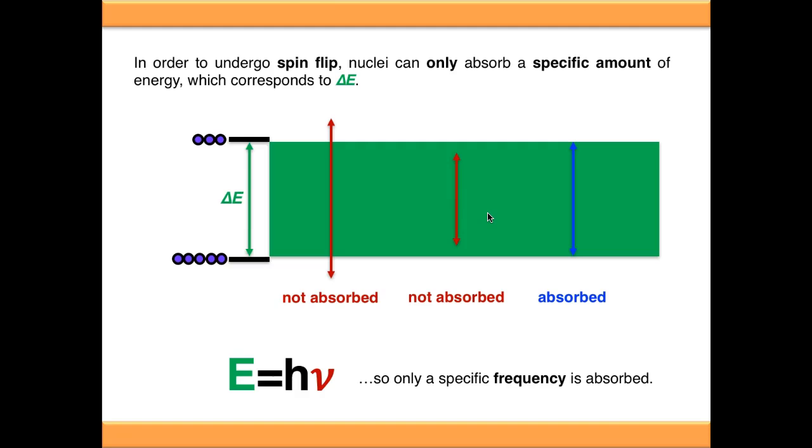So I mentioned previously that in order to undergo spin flip, nuclei can only absorb a specific amount of energy, which corresponds to delta E. So if the energy of your incoming RF pulse doesn't match delta E, it's not absorbed. It has to match exactly. Since E equals h nu, only a specific frequency is therefore absorbed because they're linked in this equation by Planck's constant.